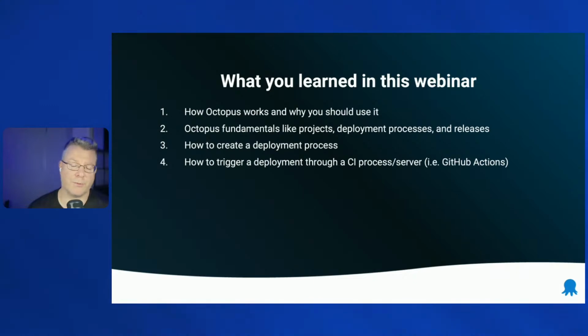I showed you how to create a deployment process via a series of steps. We have a bunch of steps that are built into the product. If there's one that we don't include, the community has built one, so not to worry there. And then how to trigger those deployments through a CI process or server. I showed you how to do this in GitHub Actions. You simply annotate your YAML file with a bunch of actions we have in the marketplace. We also have integration with TeamCity, integration with Azure DevOps, integration with Jenkins, etc. The list goes on and on and on.